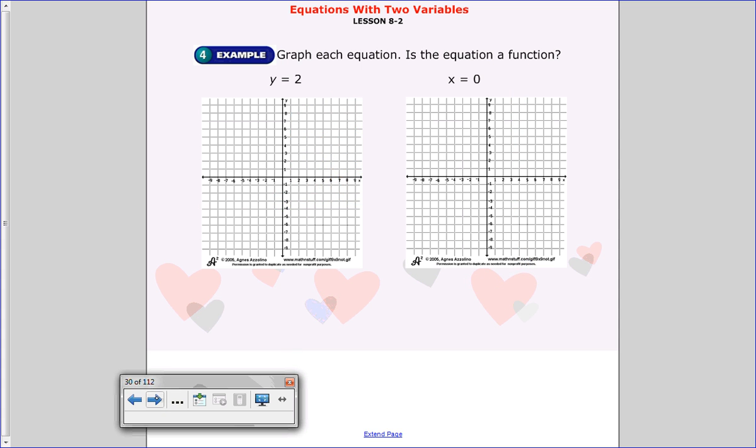All right, so now I have 2 for you to do. I want you to graph y equals 2 and x equals 0, and then determine if each one's a function. So go ahead and do that, and when you're all done, come back and check your answer. So pause me now.